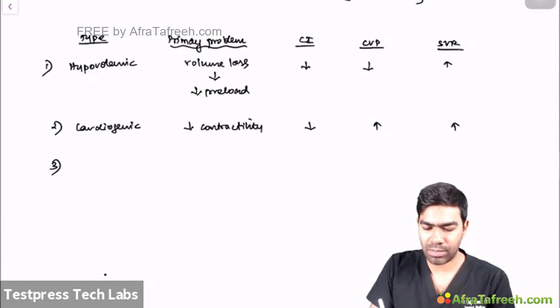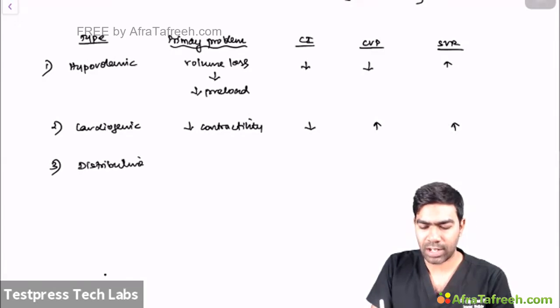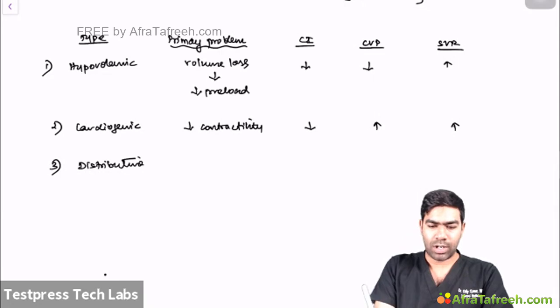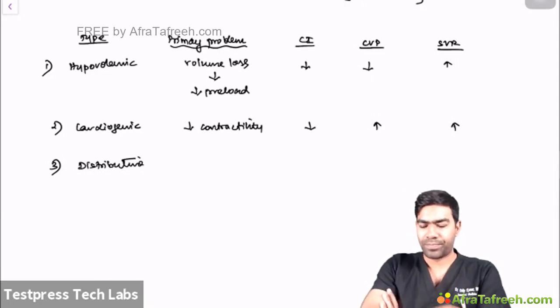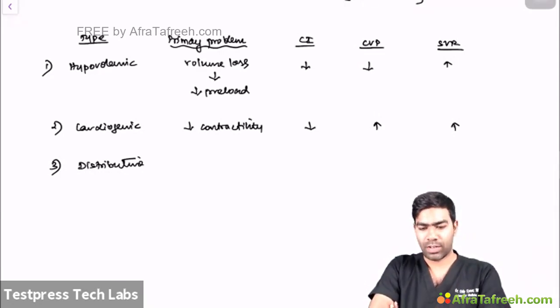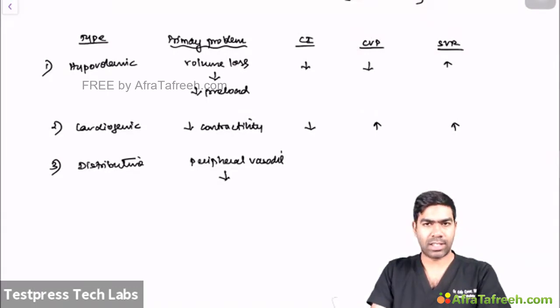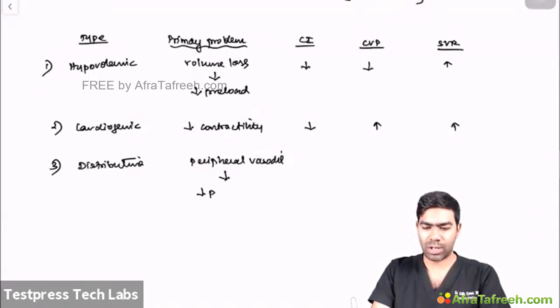Then we have something called a distributive shock. You have many different types under this heading. Like, for example, you have a neurogenic shock, you have a septic shock, and again, you have something called an anaphylactic shock as well. All these things will come under the distributive shock, where the primary problem is peripheral pooling of the blood, that is peripheral vasodilation. And because of that, the blood stays in the peripheral areas and doesn't come to the central circulation, so reduced preload will be there.